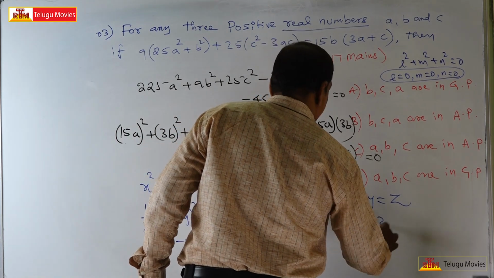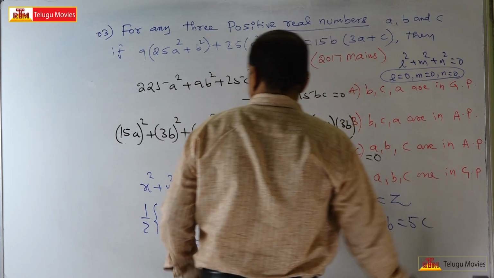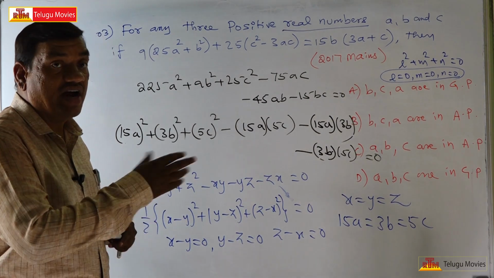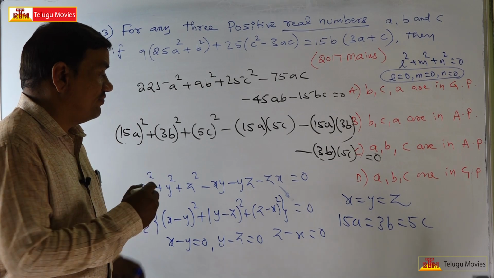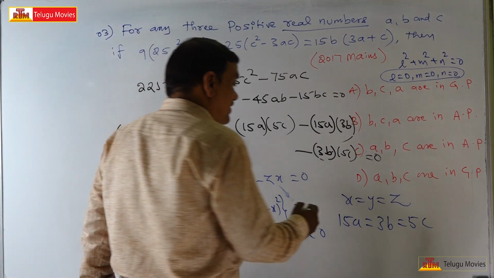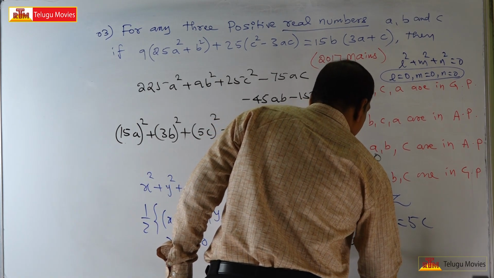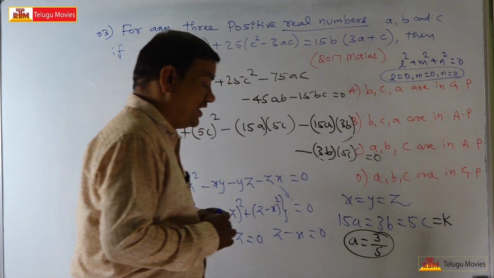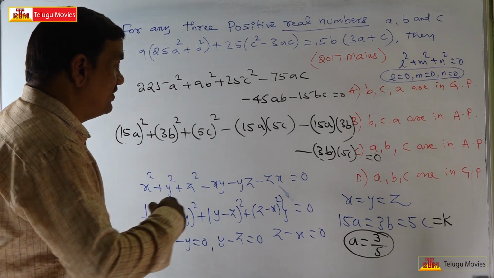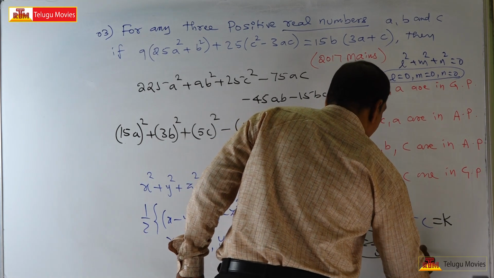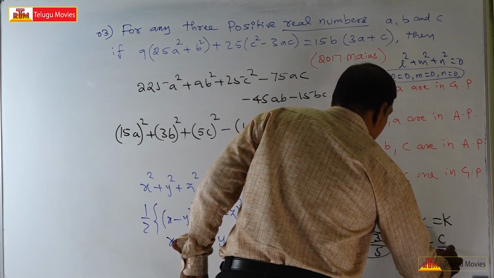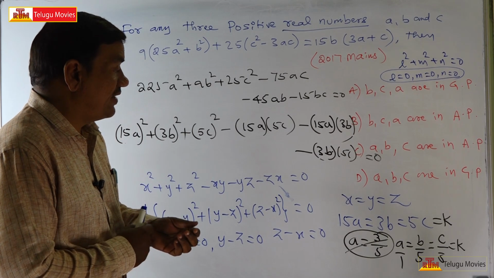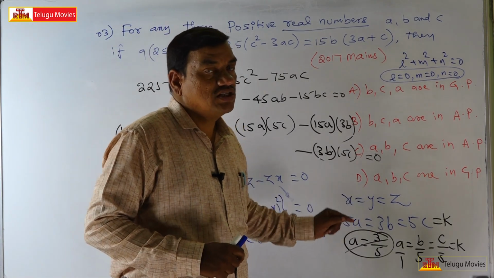15a is equal to 3b is equal to 5c. So 15, 3, 5, can I divide with any one number? Can I divide with 15? So this becomes a by 1 over 3 over 5. Otherwise, you can take this as some k. Otherwise you can divide with 5, 15 you may divide with 5. So a by 1 is equal to b by 5 is equal to c by 3, call it as k. So let us continue the solution.